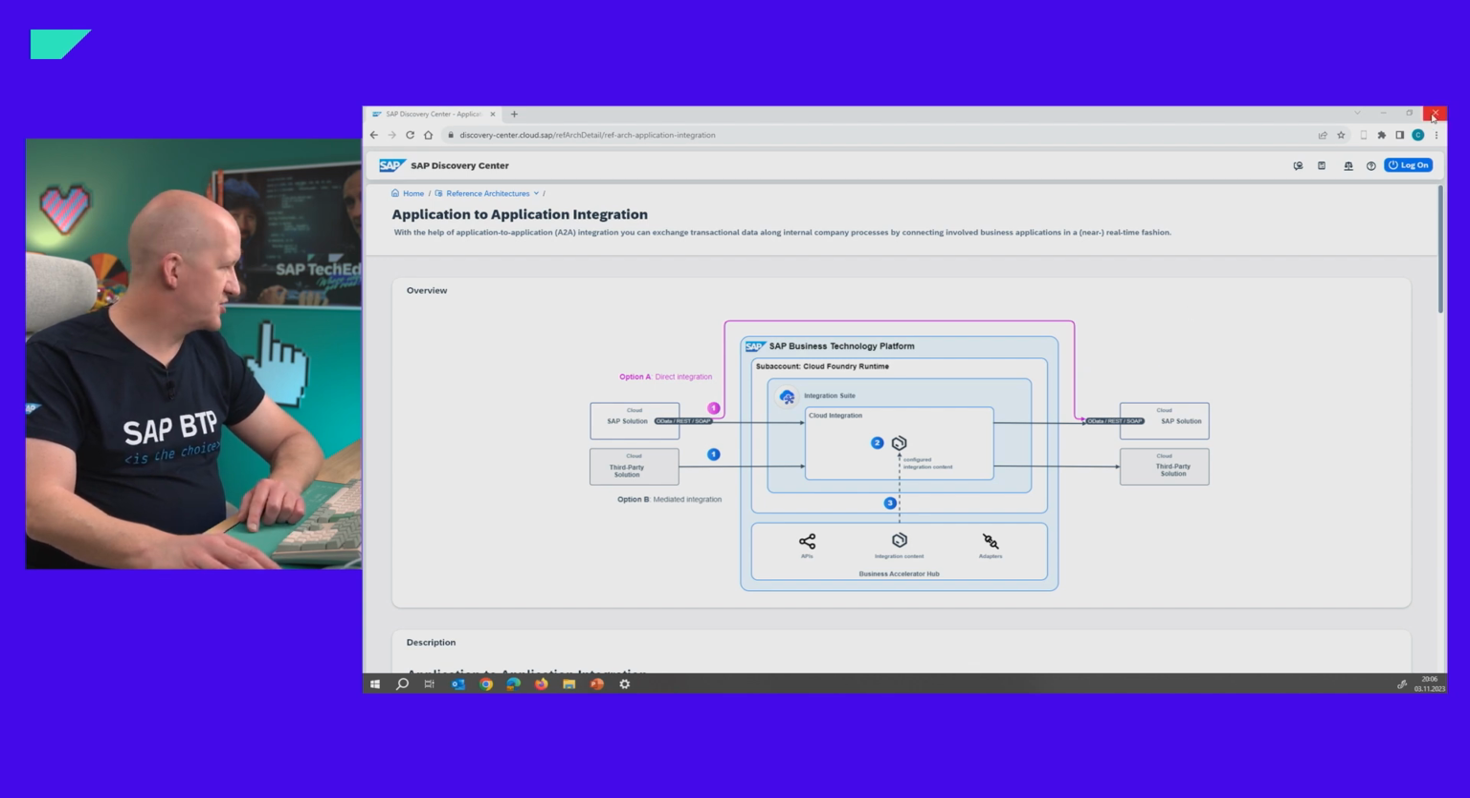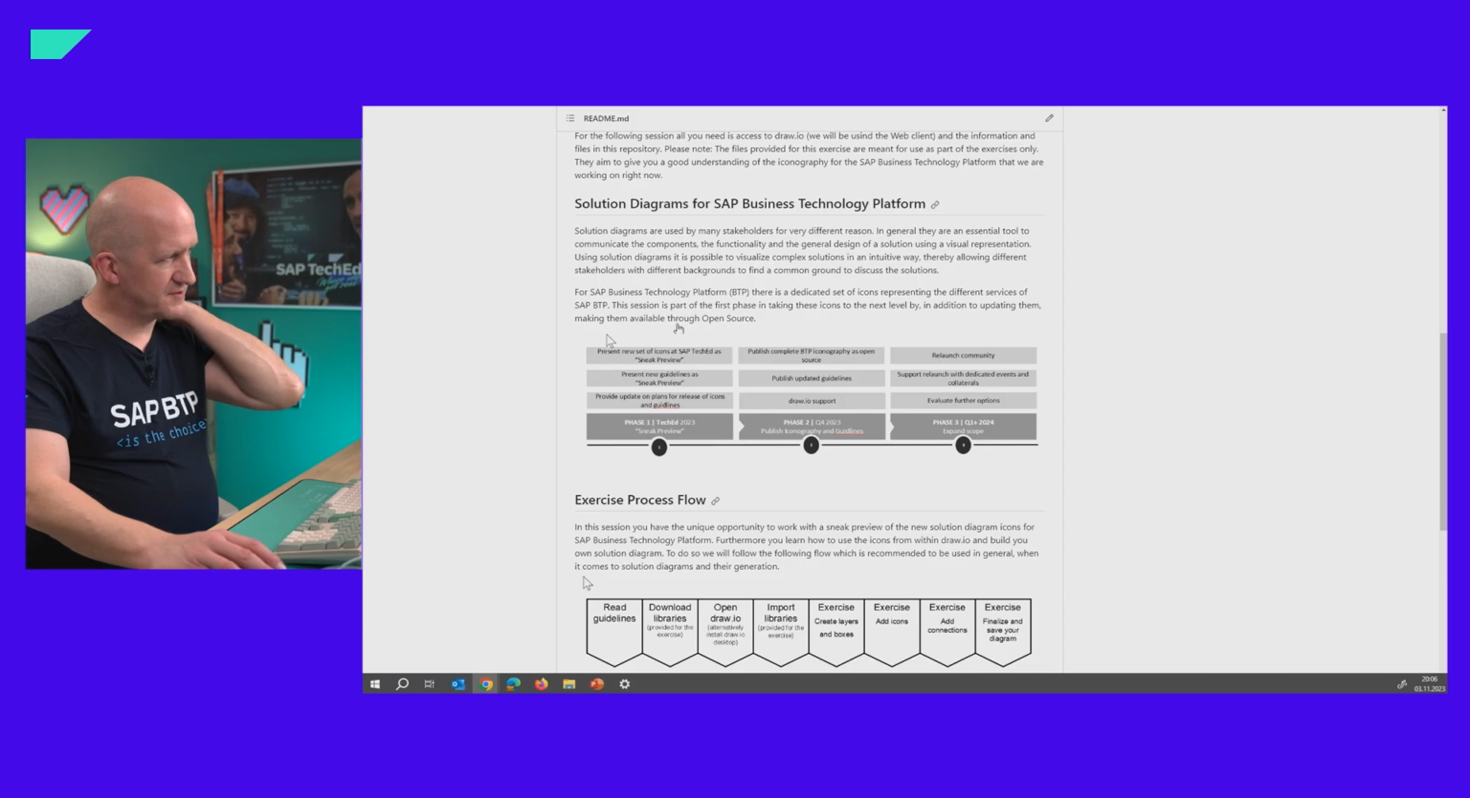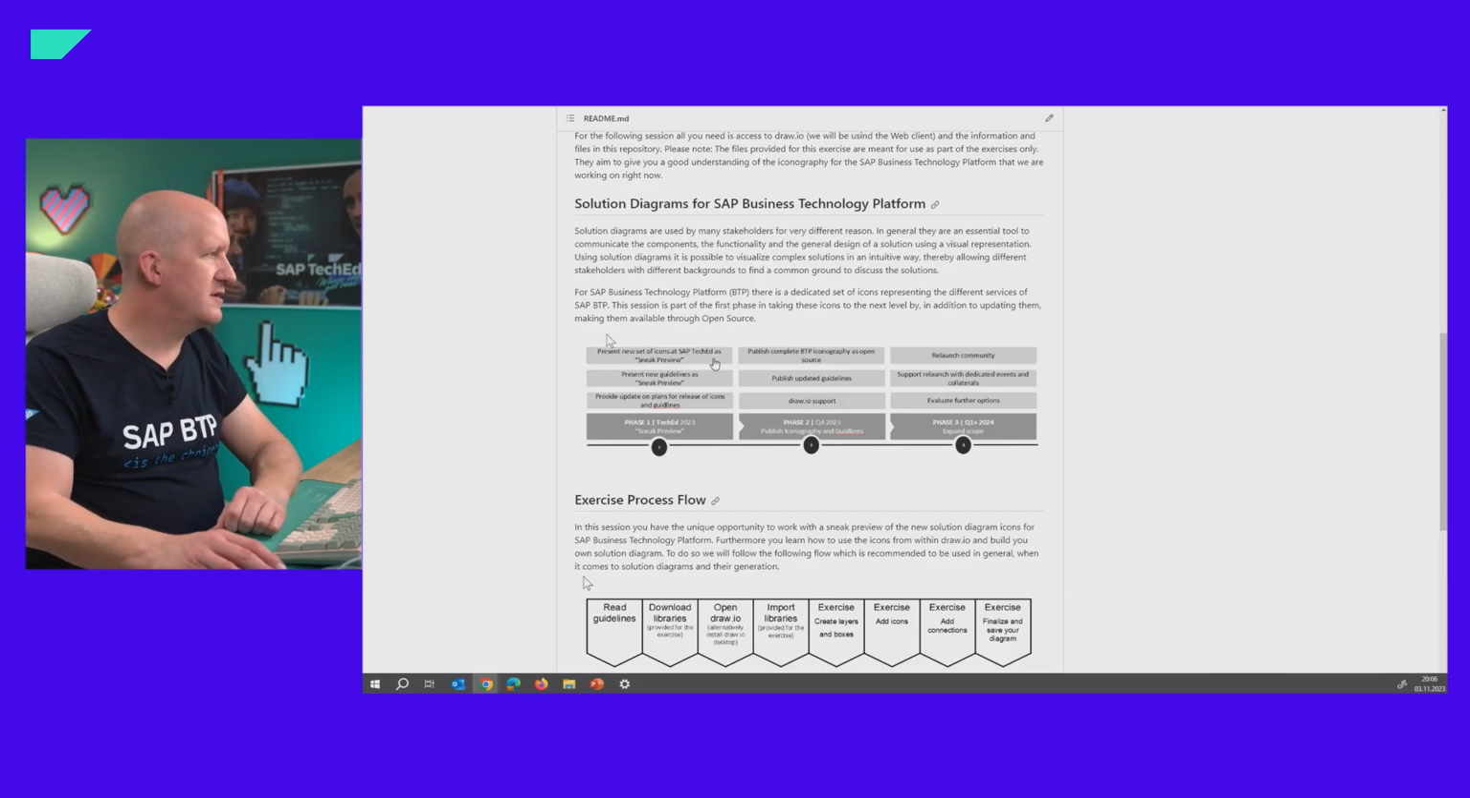So let me quickly show you what we did here. Let's go back to this exercise here. What I just said, you will find this as well in the session material. So this is really just for your information. What do we want to do? First of all, we have the sneak preview at the TechEd here.